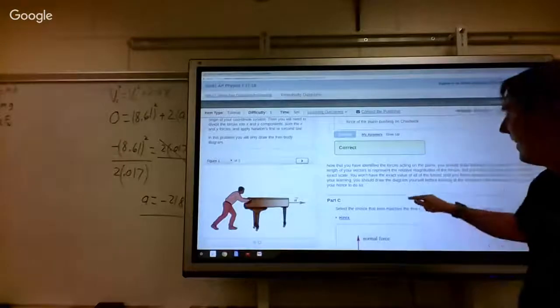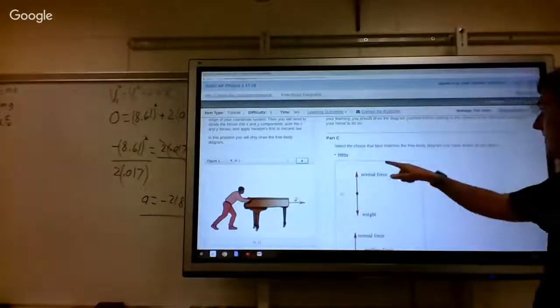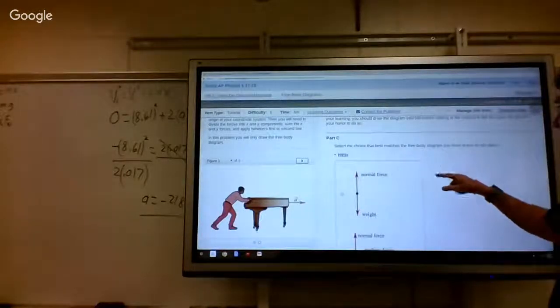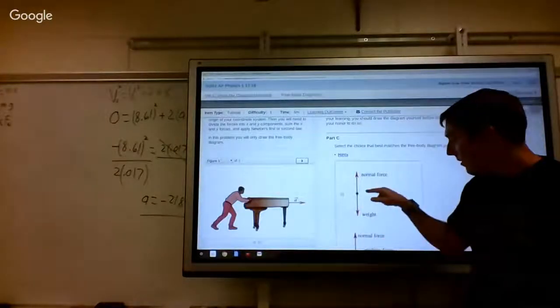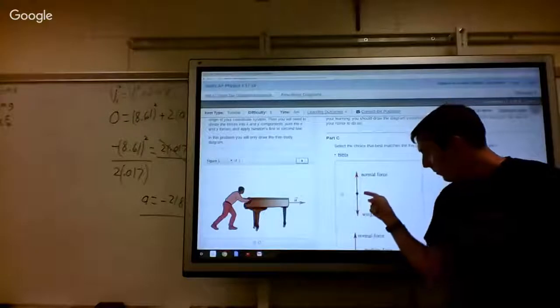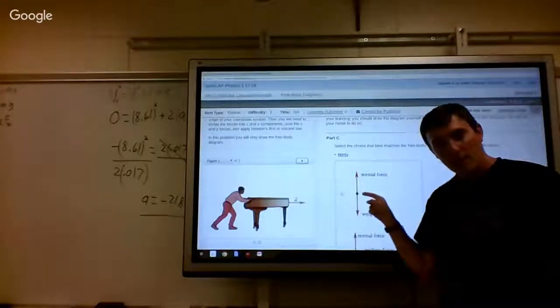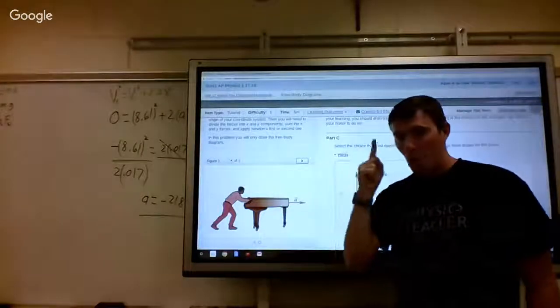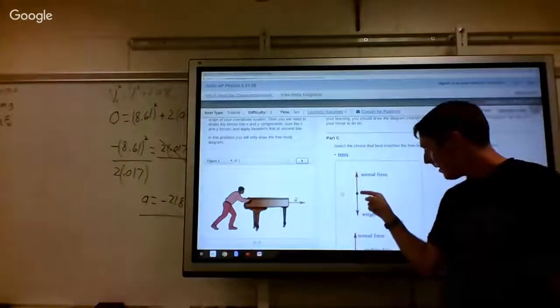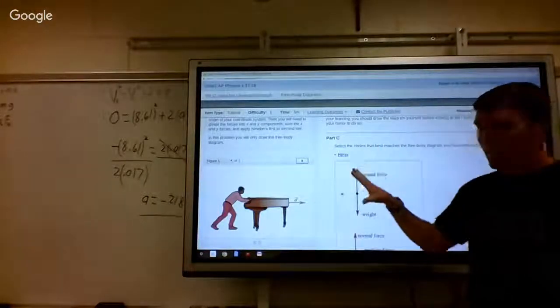All right, so now it says select the best diagram for the free body scenario, and this is the kind of thing that you have to be able to do, right? So now the dot is the piano. Look at that beautiful piano right there. I see that dot, that's a piano, right? So we pretend that all the mass of this thing is happening at one spot. Bam, there it is.